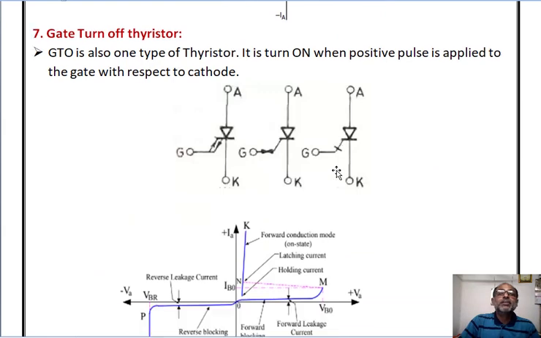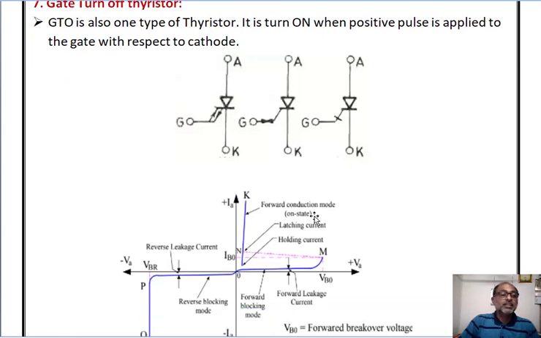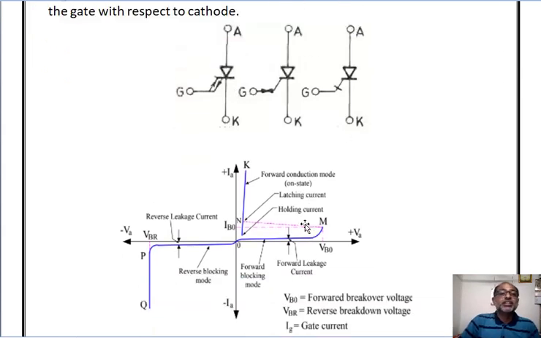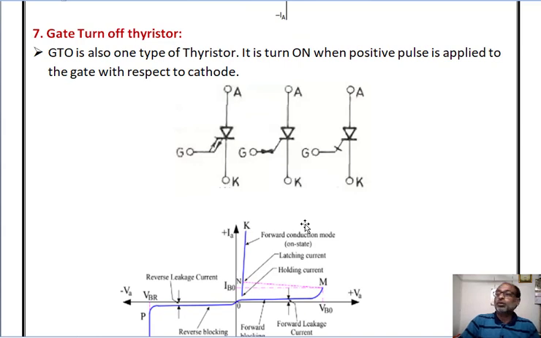Next, gate turn off thyristor. GTO is also one type of thyristor, but it is turned on when a positive pulse is applied to the gate with respect to the cathode. So it is most important. Here you can see the symbol, and this is the characteristics of the GTO.